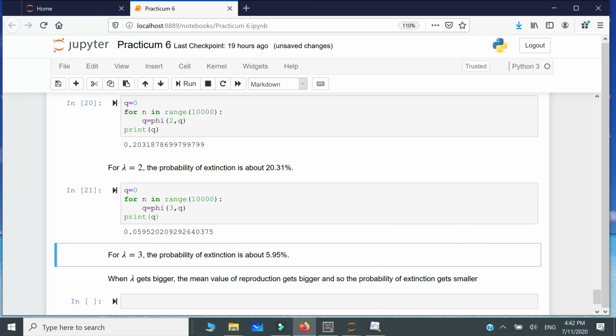Okay. So what is the interpretation? When lambda gets bigger, the mean value of reproduction gets bigger, and so the probability of extinction gets smaller. Or we can say that when lambda gets bigger, the probability of leaving no offspring, which is p0, is e to the minus lambda, so it gets smaller and smaller. So it means that the individuals are more likely to reproduce, and therefore keeping alive the dynasty.